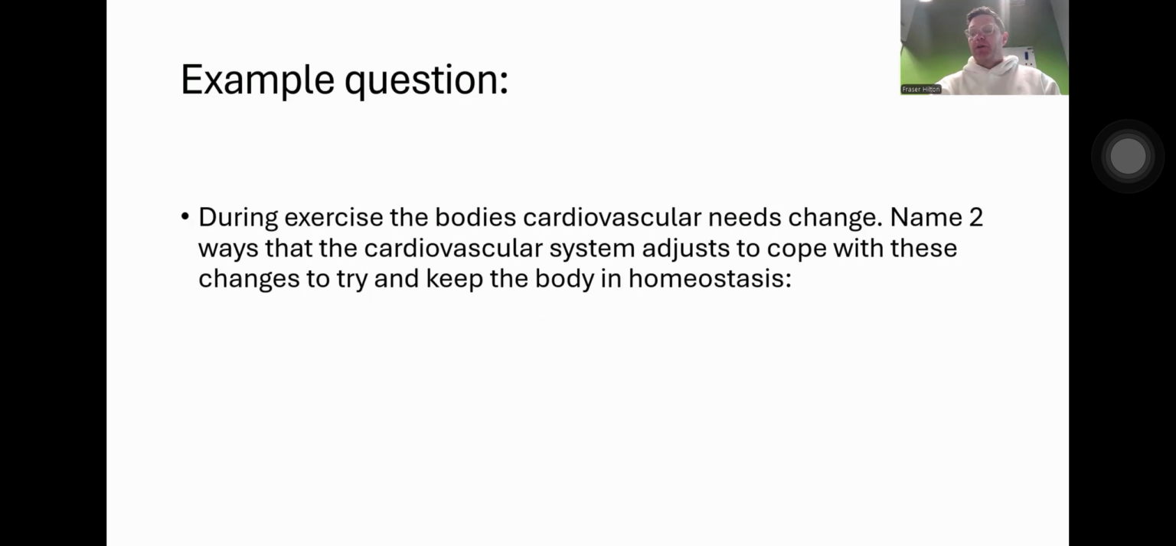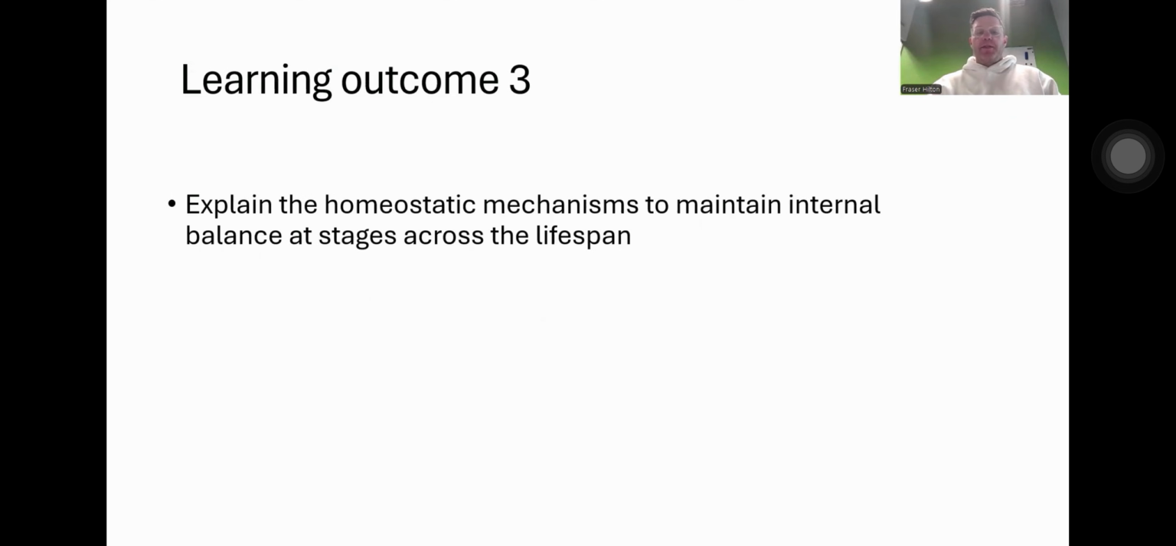Okay, so if we just go back to the thing we said, there's the homeostatic mechanism. So what in homeostasis, what's happening, and then what across the lifespan. So if it says across the lifespan, it means comparing young, adult, old age, like that.